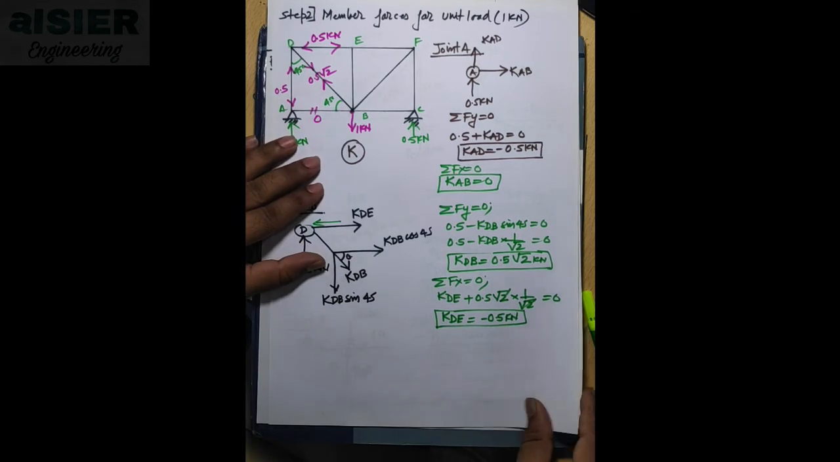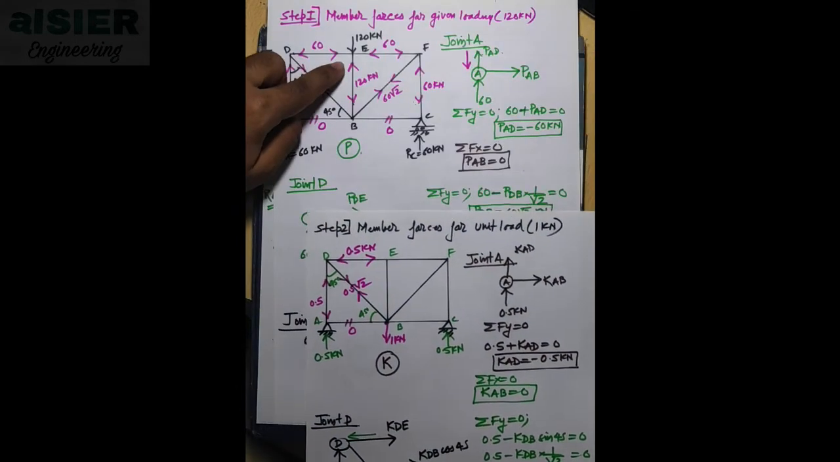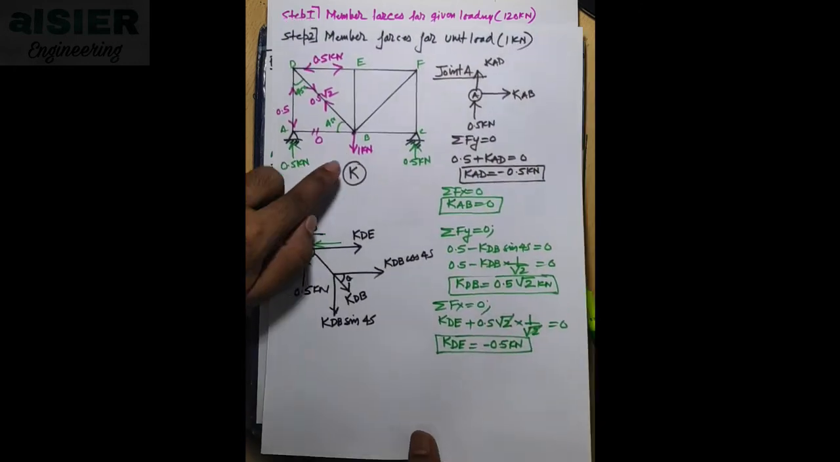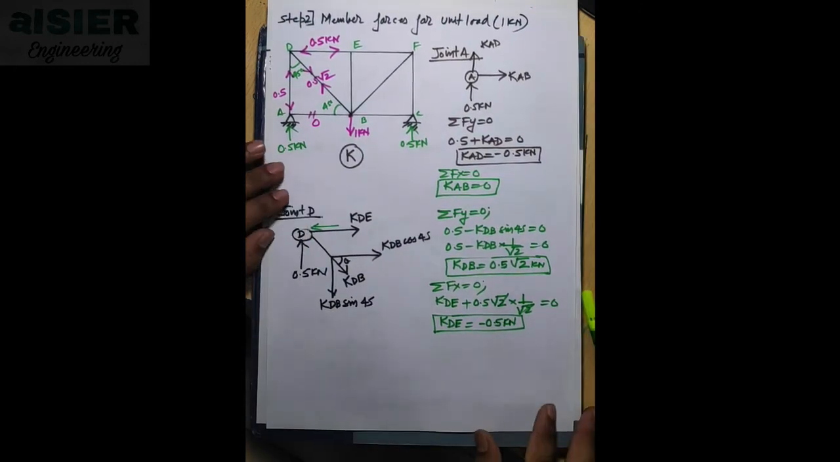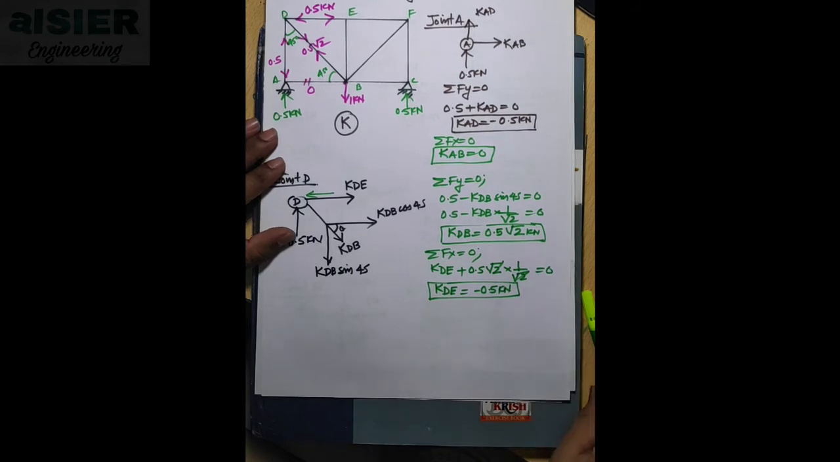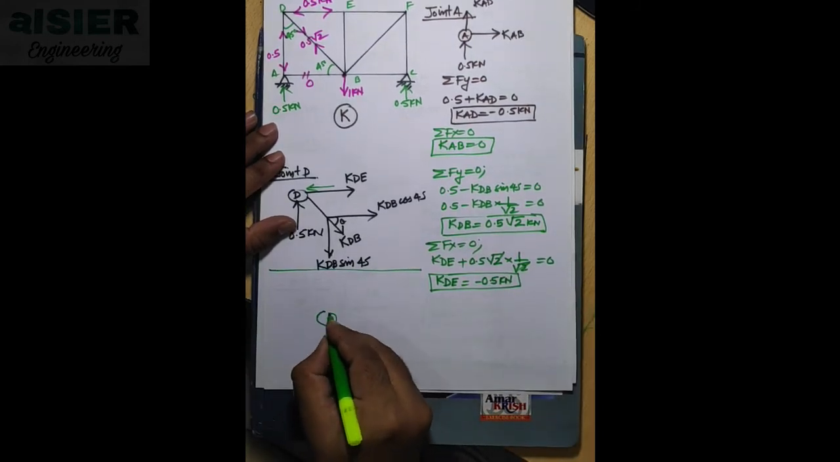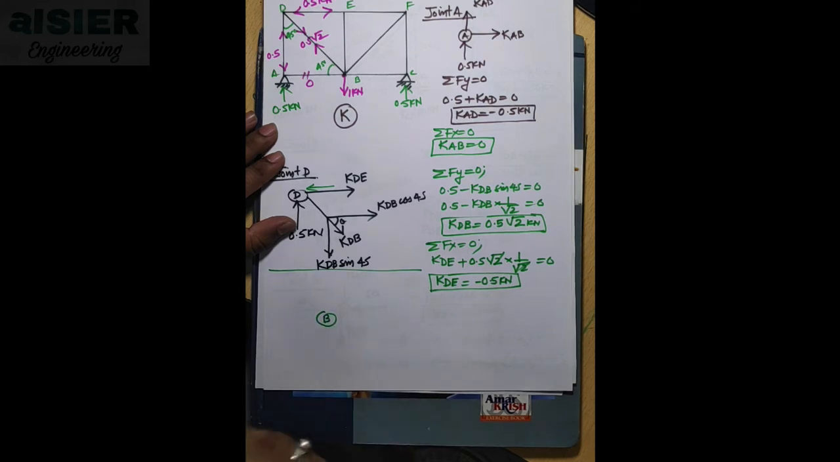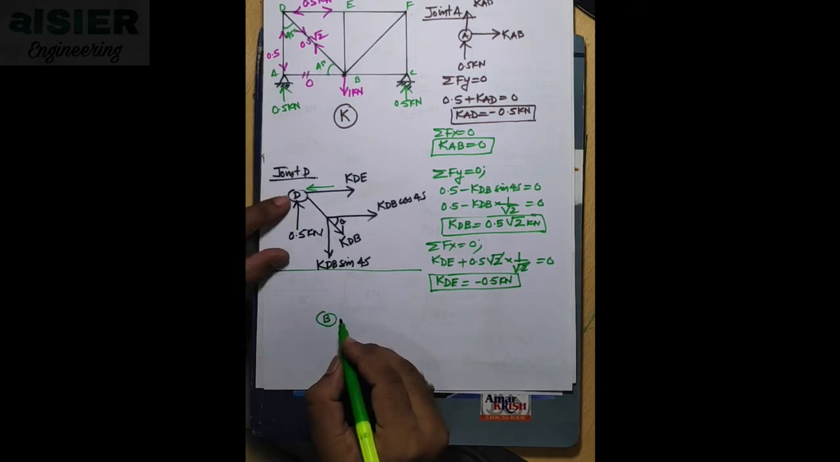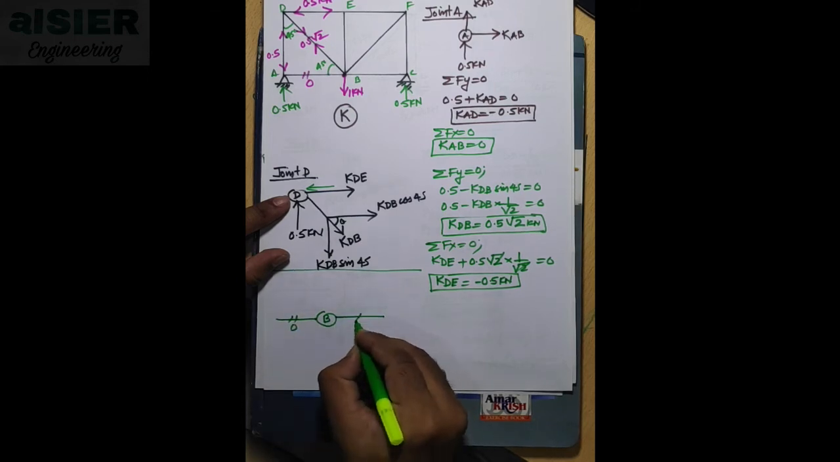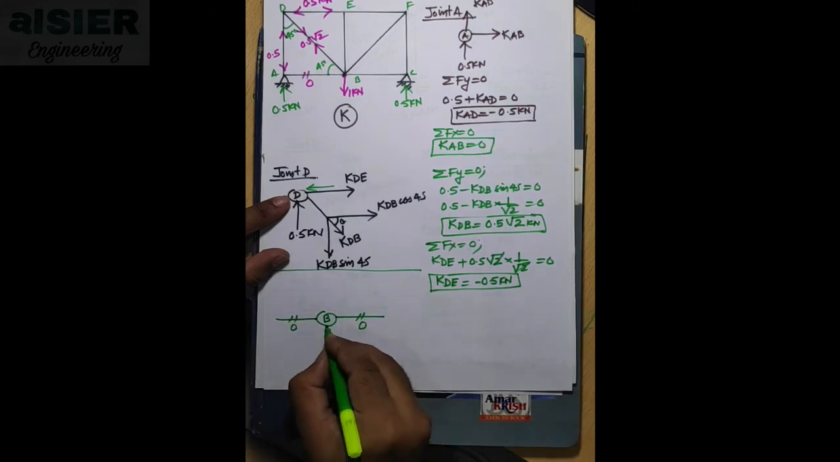In last numerical we have solved joint E because load was at joint E, but in this diagram the load is at joint B, therefore we will solve joint B first. Okay, so let me draw joint B here. So this is joint B. Okay, so now at joint B, how many members are there? This is one member which is 0. This is other member, this is also 0. Then 1 kilonewton load is there, right?